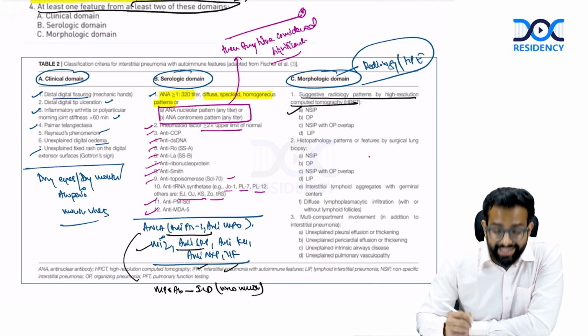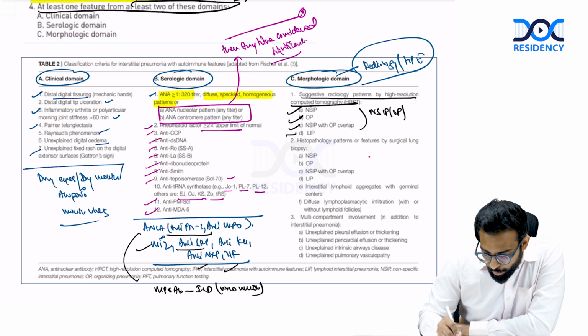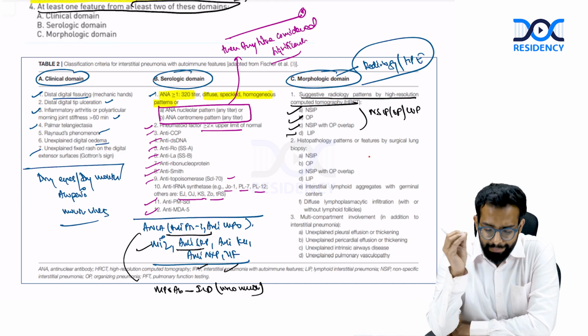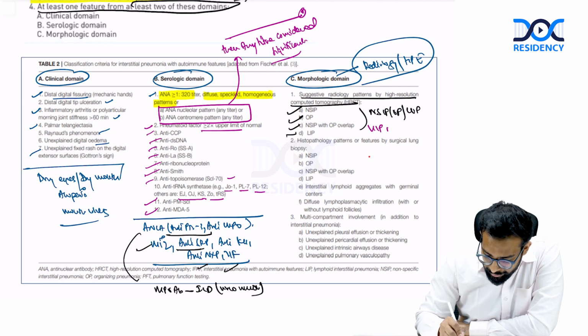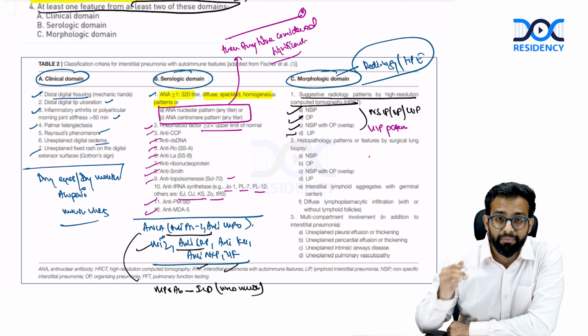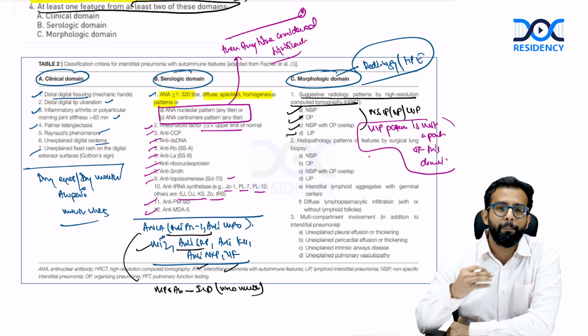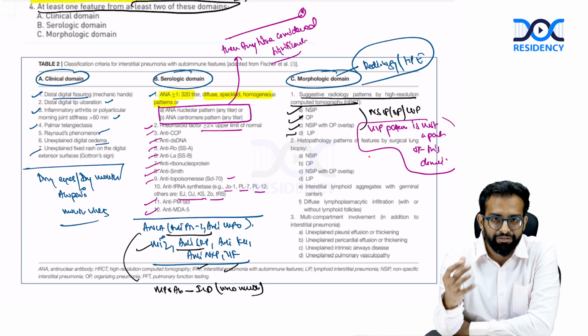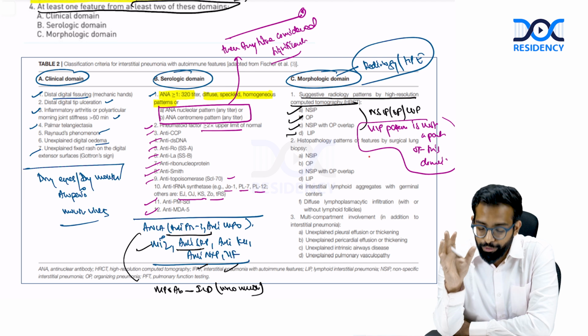If the patient has NSIP, OP, NSIP with OP overlap, or LIP, the presence of any of these patterns suggests that the patient is meeting the morphological domain. Again, an important thing to note is that UIP pattern is not a part of this morphological domain. So if the patient has NSIP, OP or LIP pattern, then the patient is meeting the criteria for the morphological domain. But if he has UIP pattern, he is not meeting the criteria for the morphological domain.